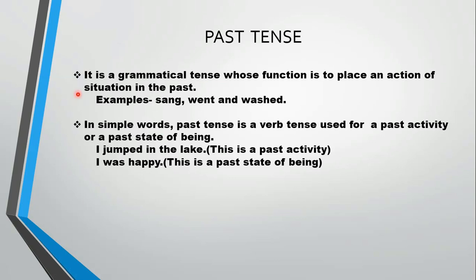Let's begin. It is a grammatical tense whose function is to place an action or situation in the past. You can see the examples: sang, went, and washed. If I ask what would be the V1 form of sang, definitely your answer would be sing, isn't it? V1 form of went, your answer would be go, and V1 form of washed, your answer would be wash.